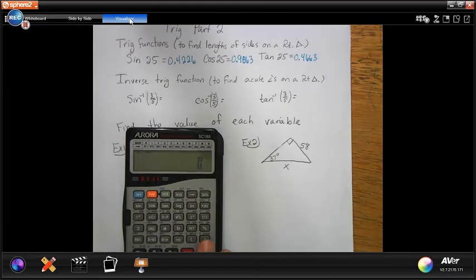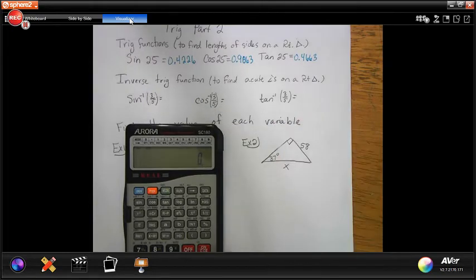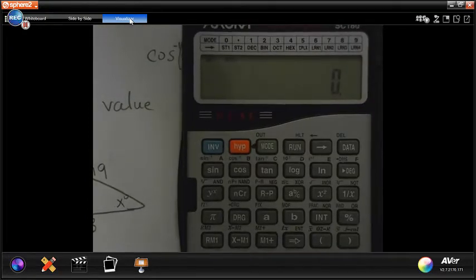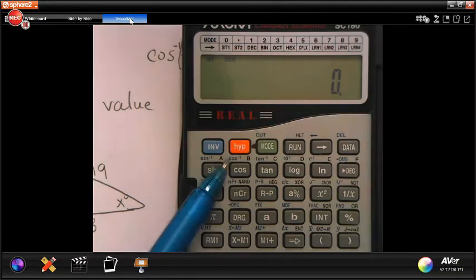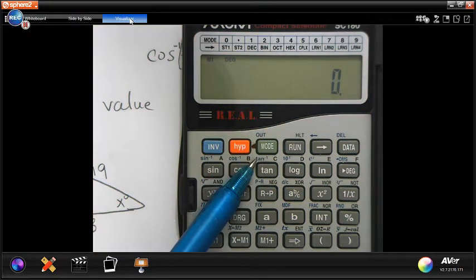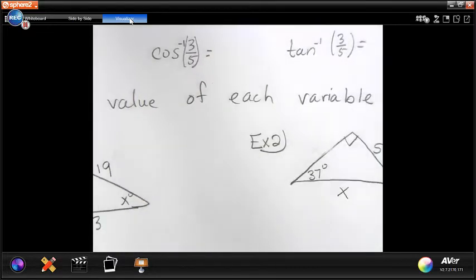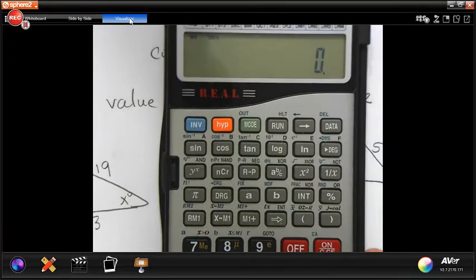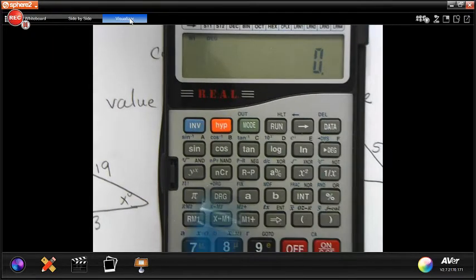So how to do this? Inverse sine. Let me see if I can get really close on my calculator. Notice right above my sine, I have a sine with a -1. Right above my cosine, I have a cosine with a -1. Right above my tangent, I have tangent of -1. So sine, cosine, tangent, and then they're inverse.